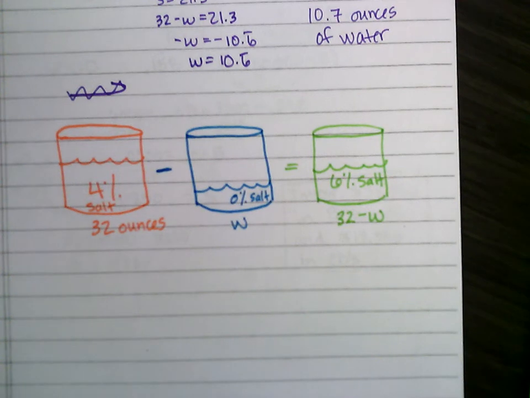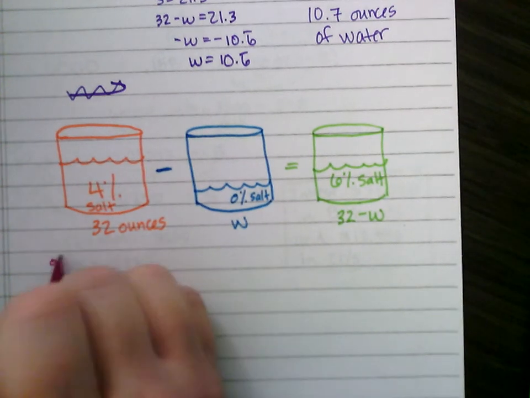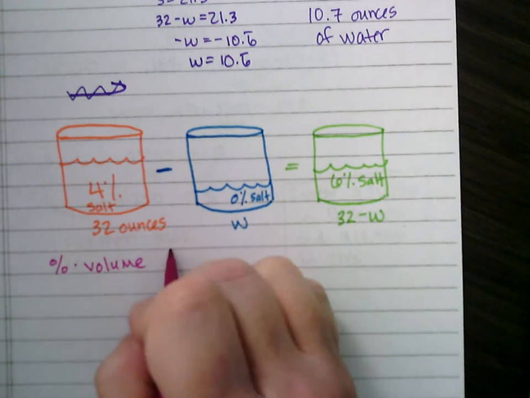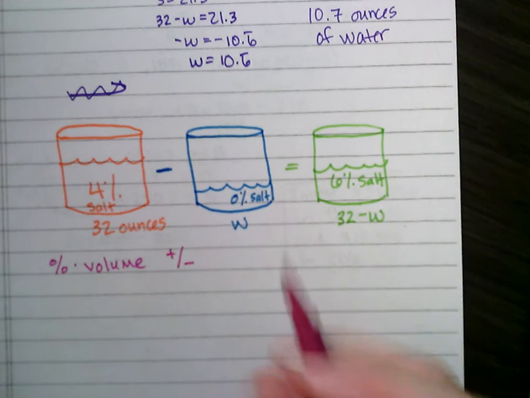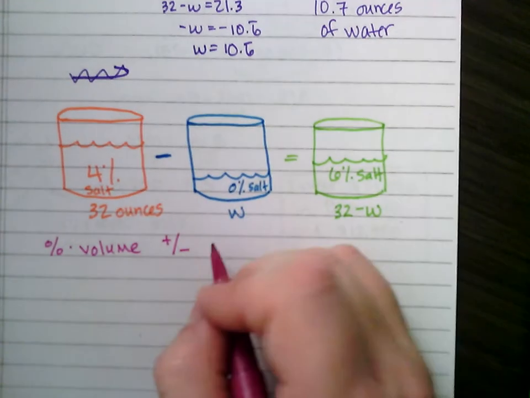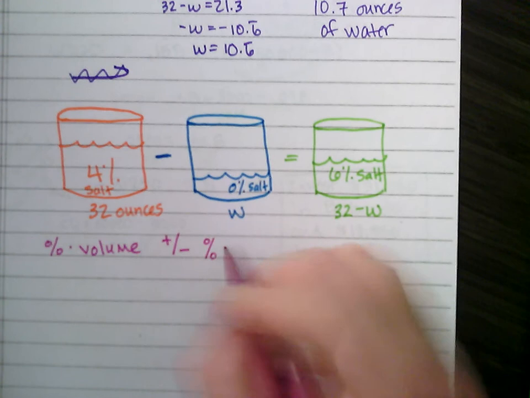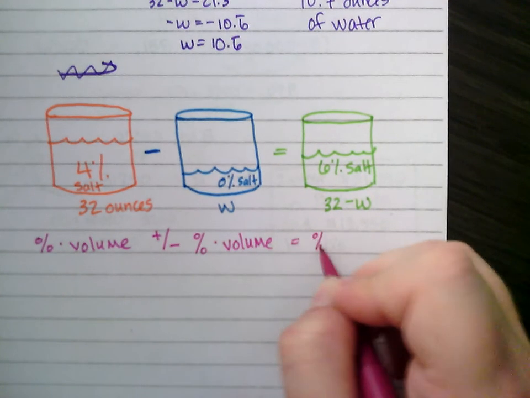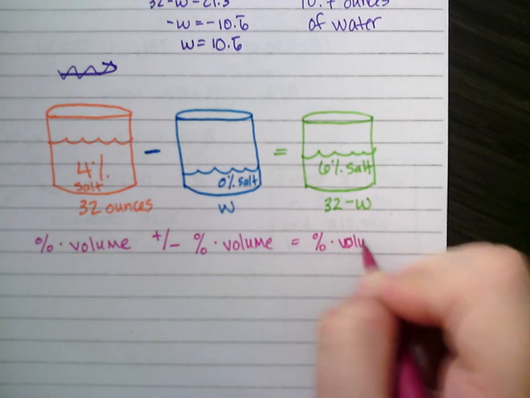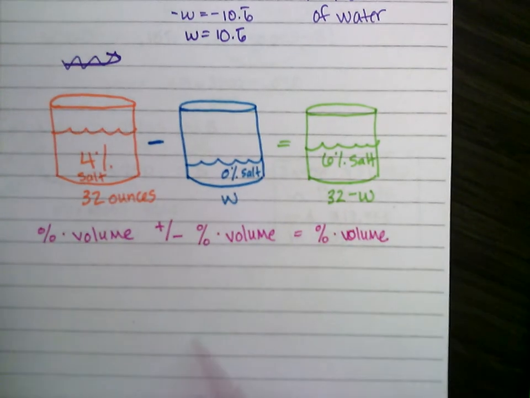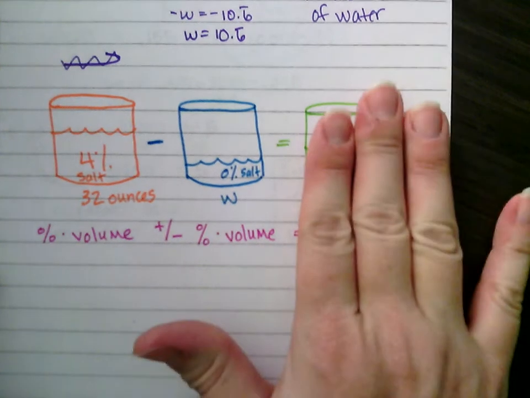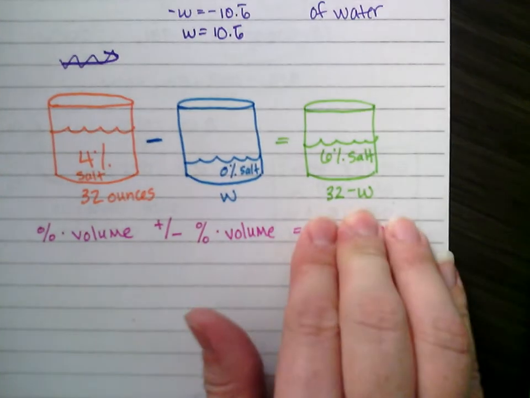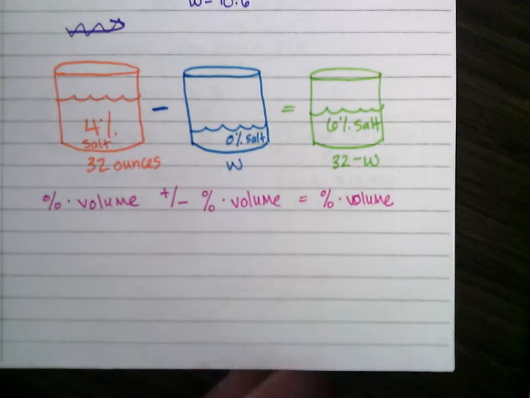So then if I write my equation for the amount of solute, or the amount of salt I have, I would take the percent concentration times the volume, and then either add or subtract, depending on if I'm mixing two solutions together or letting evaporate, percent times volume of my second, and then equals percent times volume of my final. Or if they tell me at the end I want to end up with 7 grams of salt, then we would just use 7 grams. But in this case, we do percent times volume.